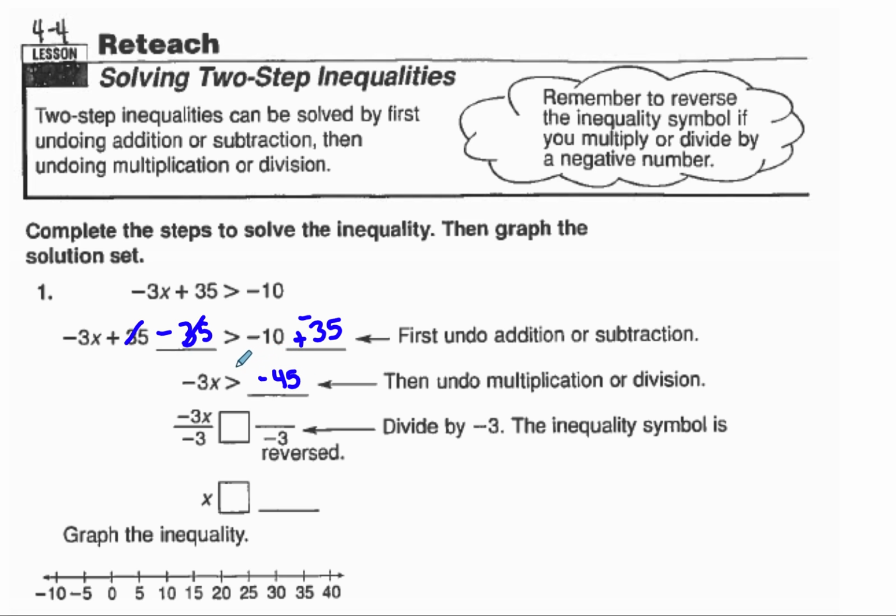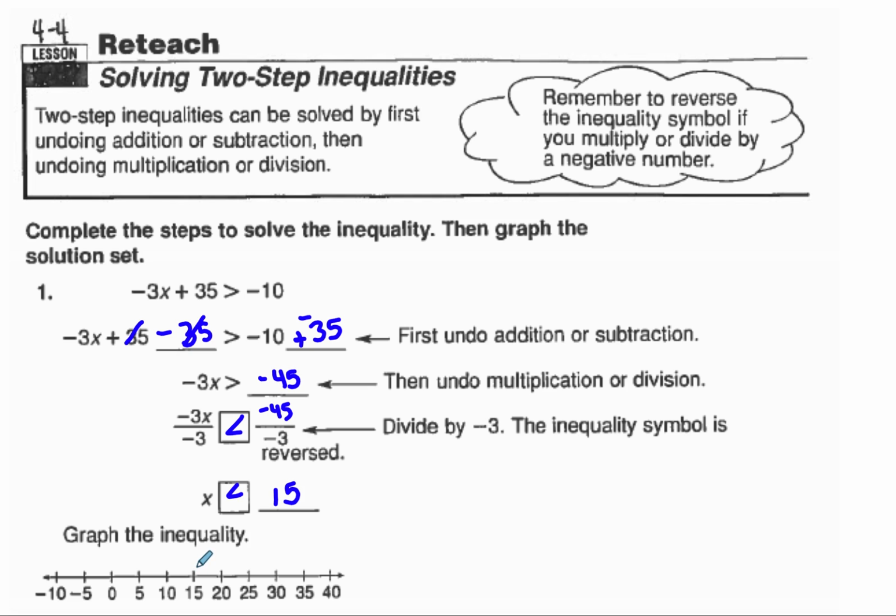Now I have to get rid of multiplication or division. Negative 3x means negative 3 times x, so we are going to divide by negative 3. We have to cancel out both parts, the 3 and the negative. So we're going to take negative 45 and divide by negative 3, and because we're dividing by a negative, that inequality sign flips over. Instead of being a greater than sign, now it's going to be a less than. Negative 45 divided by negative 3 is positive 15. X is less than positive 15.